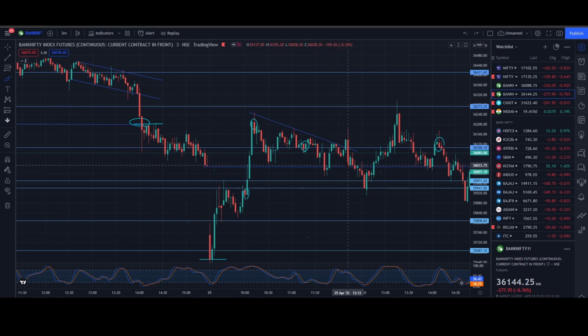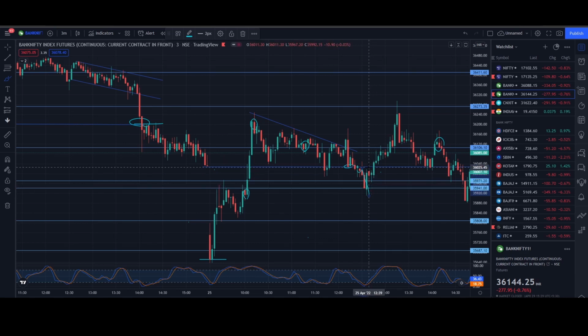So when this pattern was breached again, it came back up, and later when it took a reversal over here, this trade would have given you a profit of approximately 100 to 170 points over here. When it came back up, you would have exited over here.